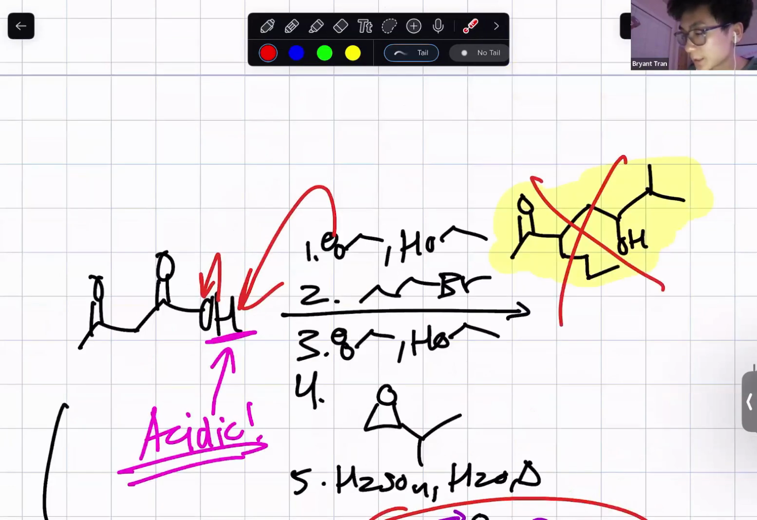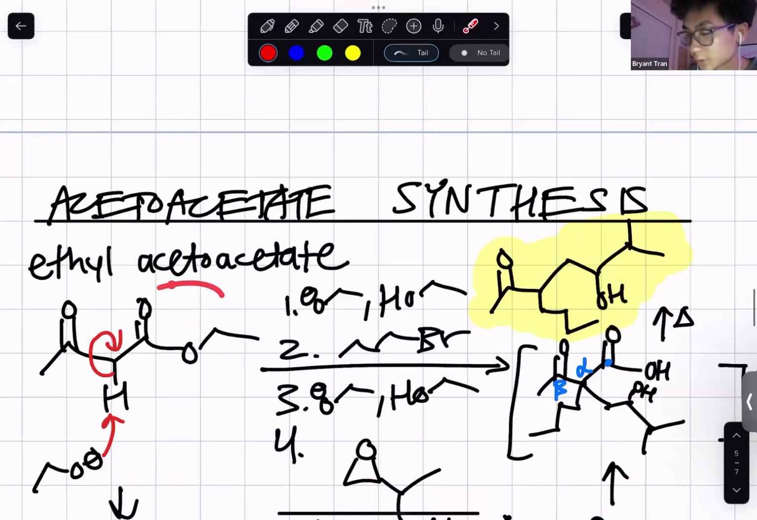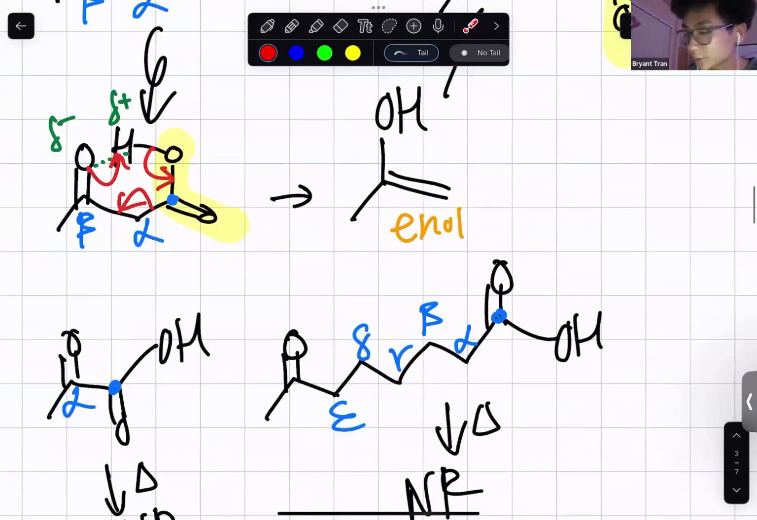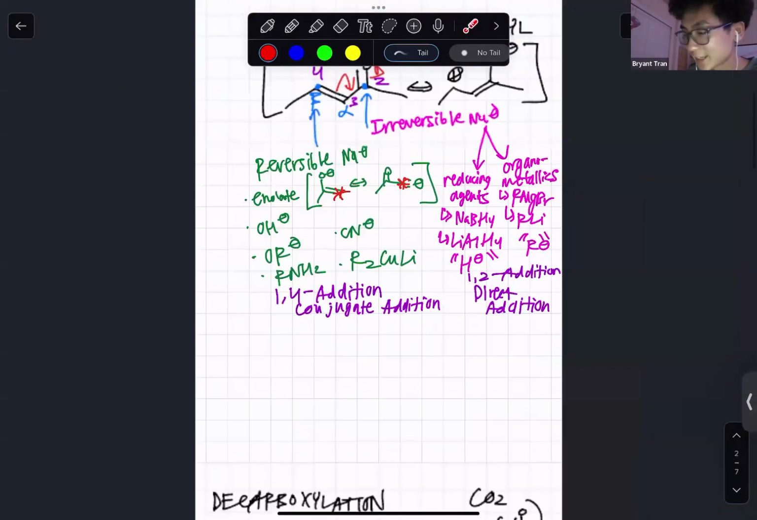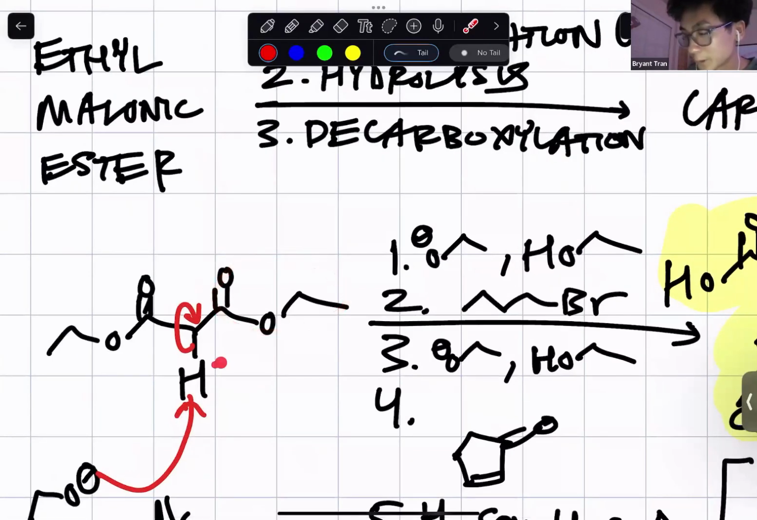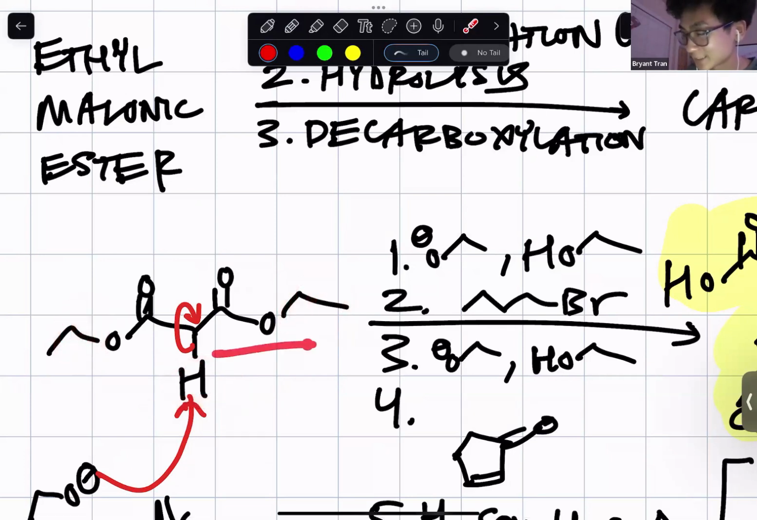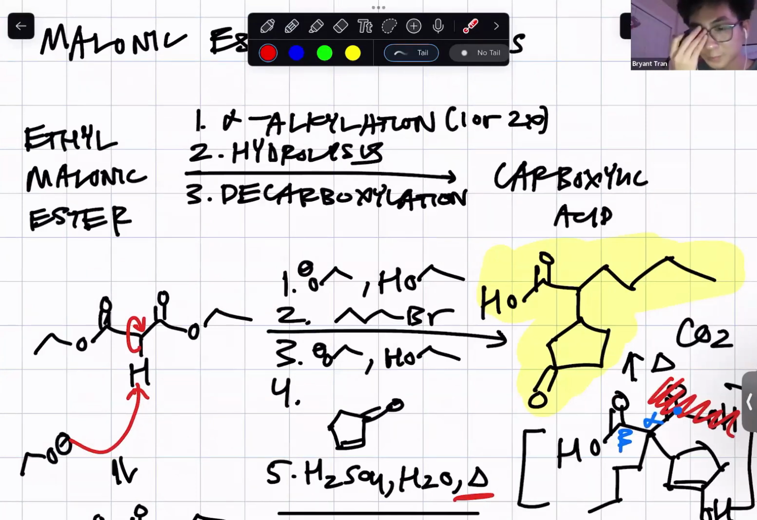But that's why in acetoacetate synthesis and malonic ester synthesis, our starting material is an ester, because that ester does not have an acidic H, right? So we don't have to worry about deprotonating that acidic H. We're going to deprotonate the alpha H, which is the most acidic H here, if there's no carboxylic acid, right? If there's a carboxylic acid, that carboxylic acid H is more acidic than this alpha H, right? So that's why our starting material has esters, to make this alpha H the most acidic one for these synthesis reactions.